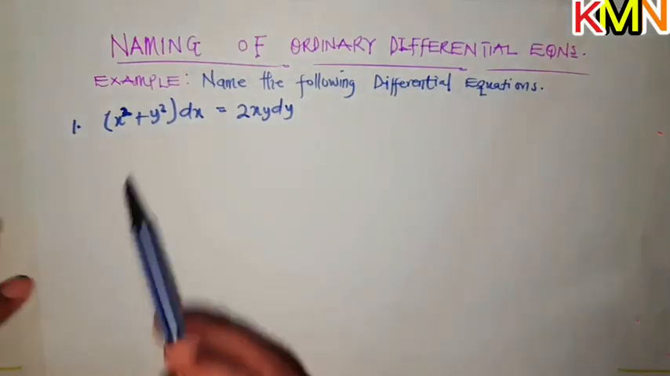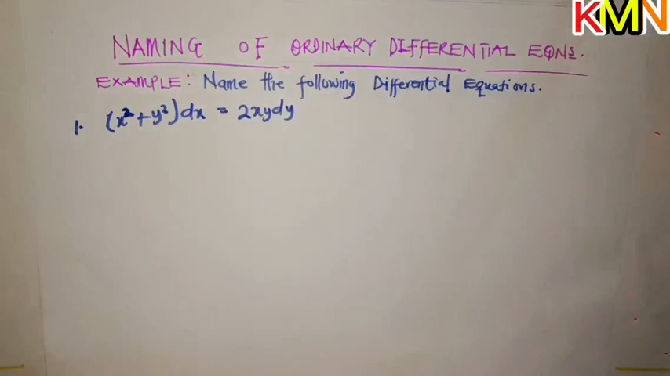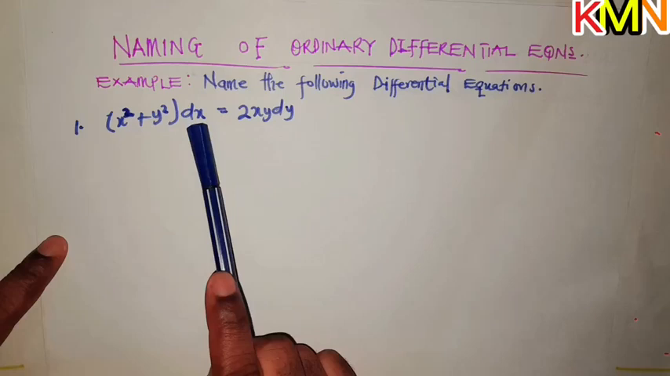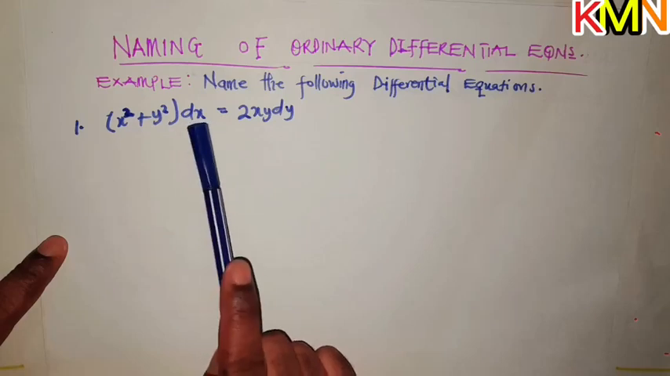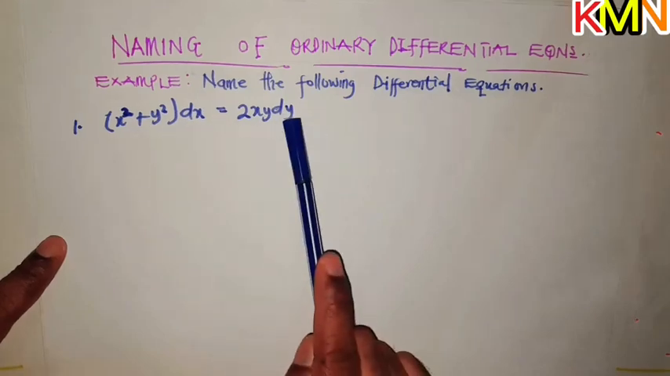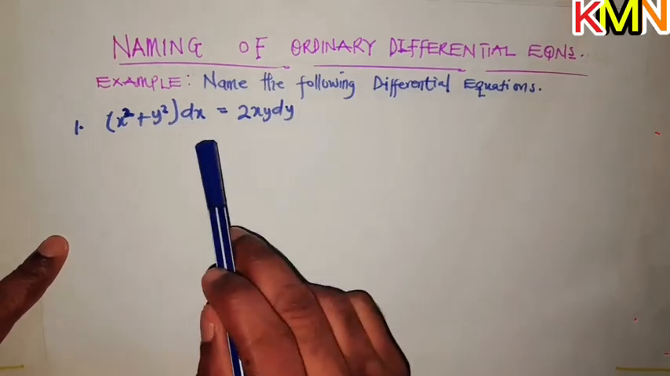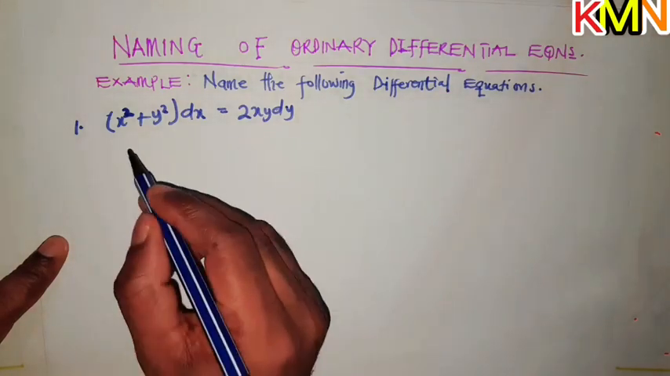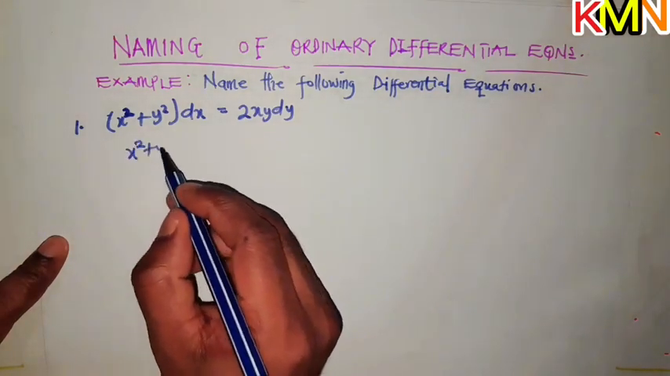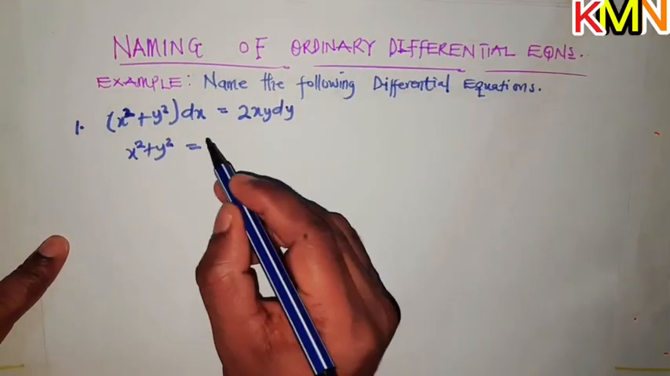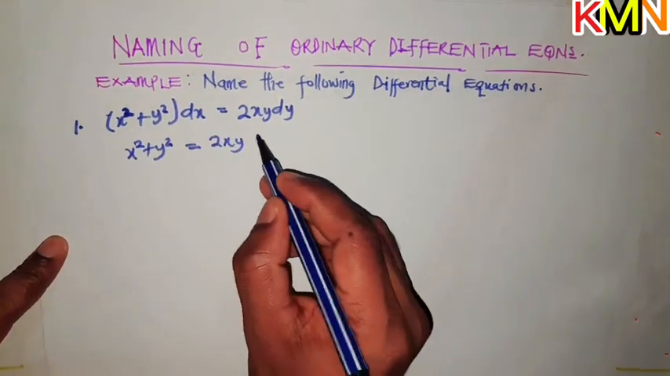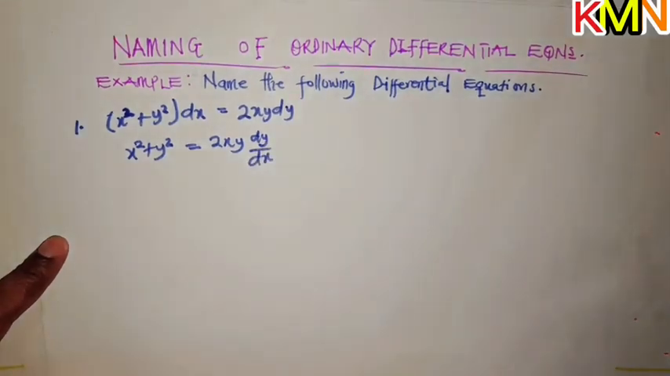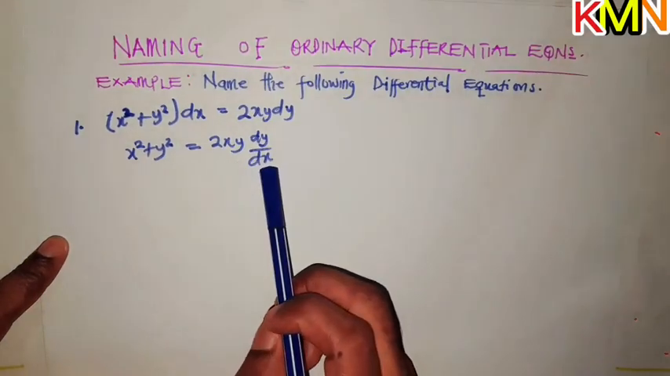When you consider this differential equation, you realize that we need to put the differential equation in the right form. We have the dx here and then the y here. So let's divide through by the dx. Then let's see what that will look like. So when you divide through by dx, we're going to get x squared plus y squared is equal to 2xy dy/dx. So now it is clear for us to easily see.